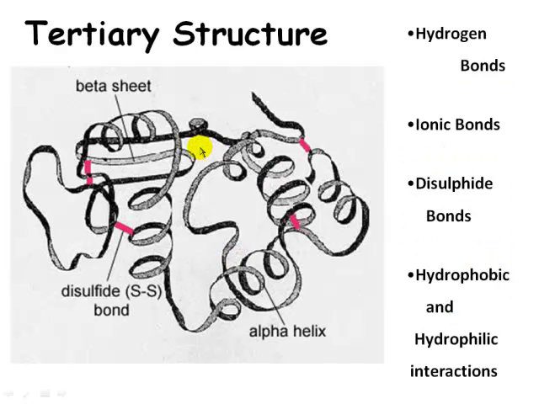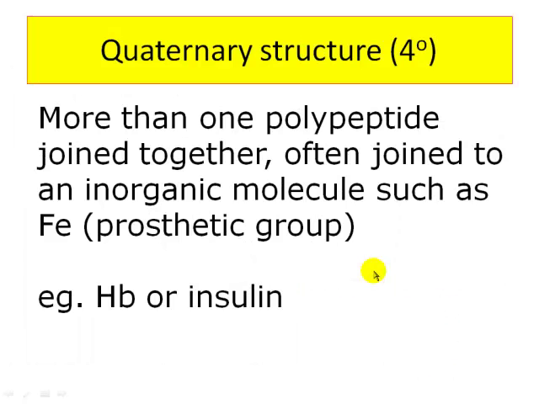Here again is the tertiary structure. Key features: they're held by hydrogen bonds, also they've got ionic bonds, disulfide bonds, and there are, remember I talked about this earlier, hydrophobic and hydrophilic interactions. Very, very important there in membrane structures. The top level is quaternary structure. So primary was the basic sequence of amino acids, secondary alpha and beta structures, tertiary is coiling, and in quaternary structures more than one polypeptide joined together, often joined to an inorganic molecule such as iron, and this is called a prosthetic group. And examples of molecules that are quaternary structures are hemoglobin in your blood and also insulin.